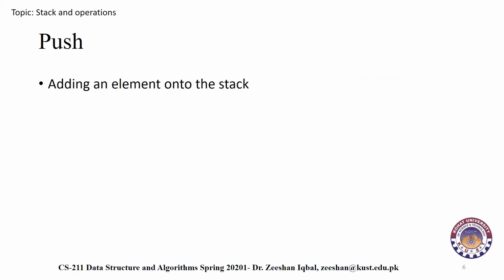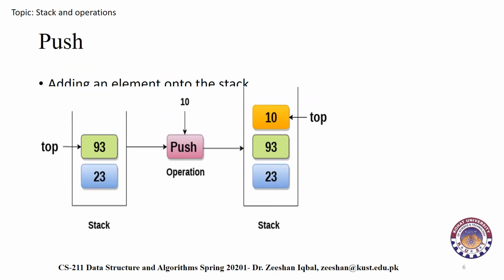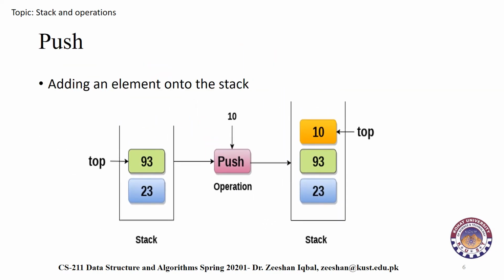As we know, push means adding an element onto the stack. Here you can see that in the stack there are two values on the left side, 23 and 93. Here the top value will be 2. Now if we want to push value 10 onto the stack, 10 will be added at the top position, while the top value will be increased to 3.